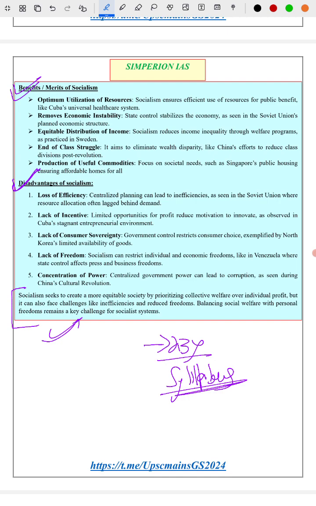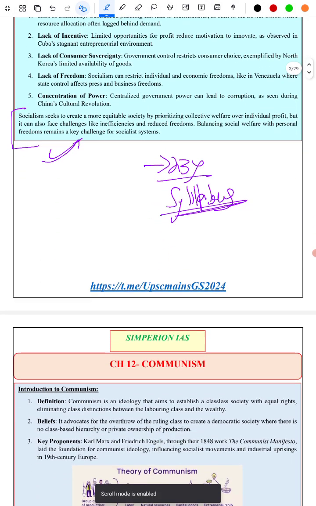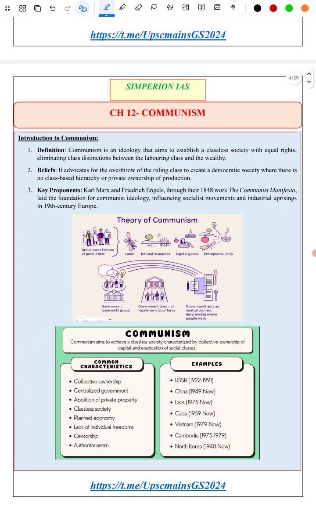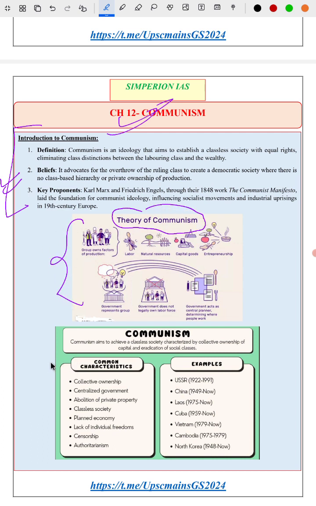And let's continue with chapter number 12, that is communism. Initially we have covered the introduction to communism. Next, we have given the theory of communism, explained using a pictorial diagram. Next, we have given the common characteristics of communism and examples of countries where communism was followed, and here there is even a definition as well.